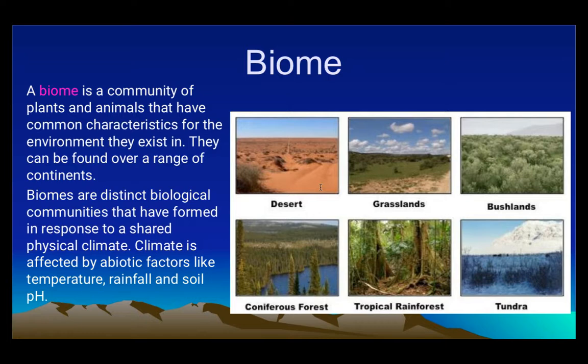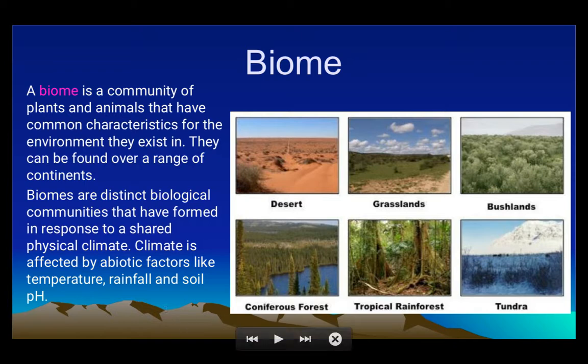Then we have the biome. That's a community of plants and animals that have common characteristics so that they can survive in the environment that they live in. They can be found over a range of continents. Biomes are all over the world, like deserts, grasslands, bushlands where you have small shrubs, the tundra, tropical rainforest, and coniferous forest. Those are just some biomes that we know about, that we talk about, but there's several of them.